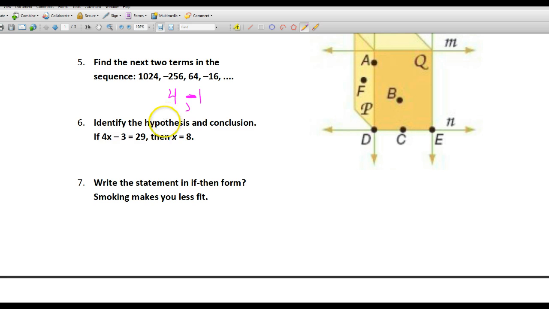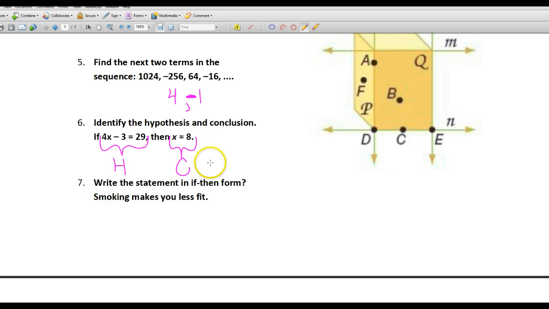And number 6, identify the hypothesis and conclusion. So the hypothesis will follow the word if, the conclusion will follow the word then. So if 4x minus 3 equals 29, then x equals 8. So 4x minus 3 equals 29 is our hypothesis. Then x equals 8, so x equals 8 is our conclusion.